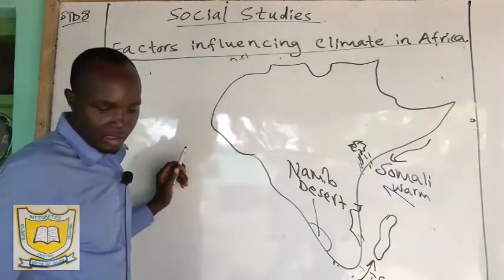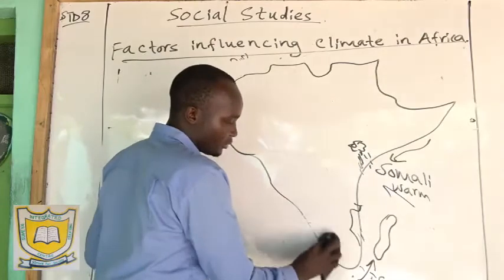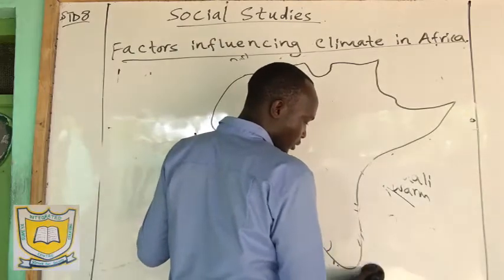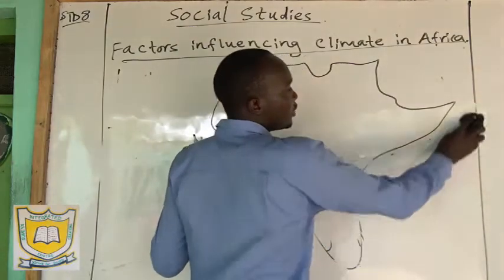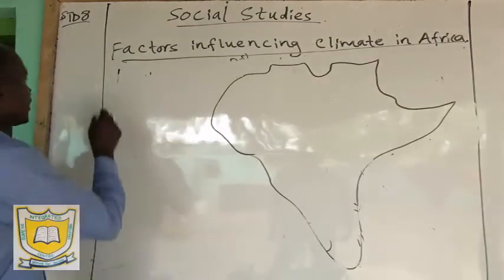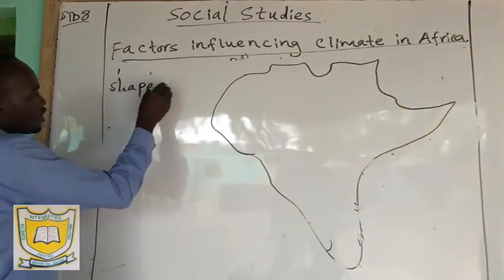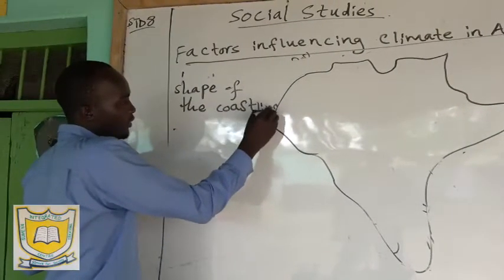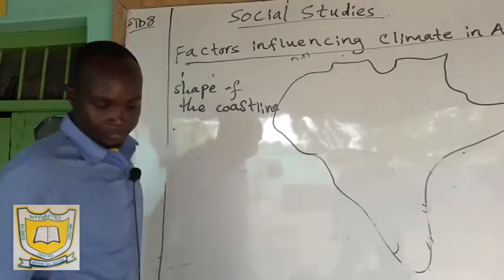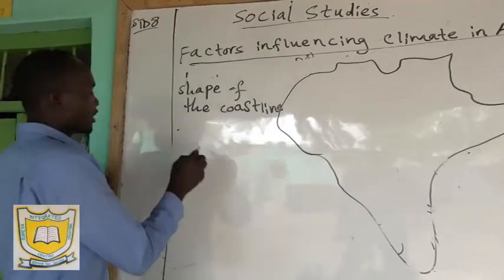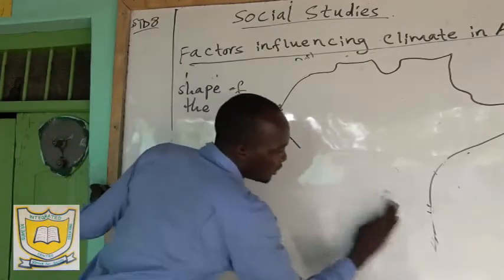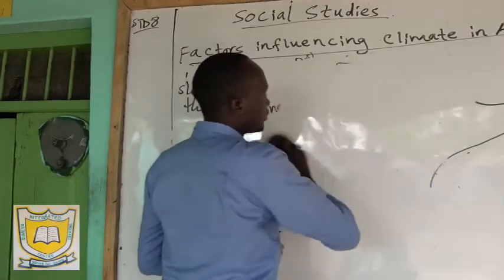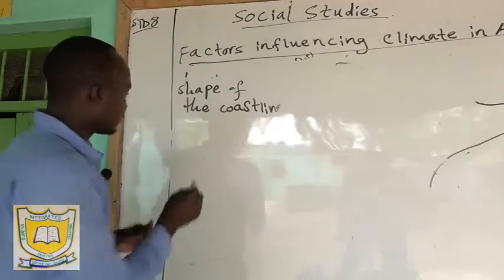Another factor that affects the climate of a place is the shape of the coastline. The shape of the coastline affects the climate of a place. How? A very good example, I will draw this. Let me draw something here.